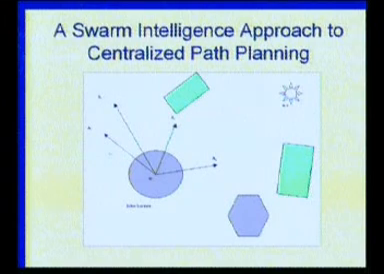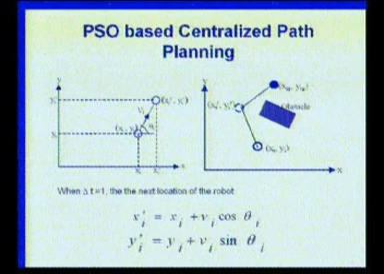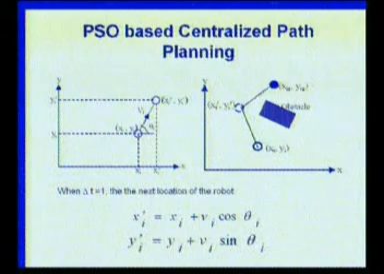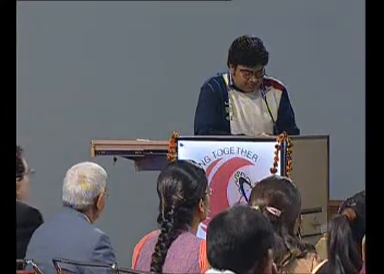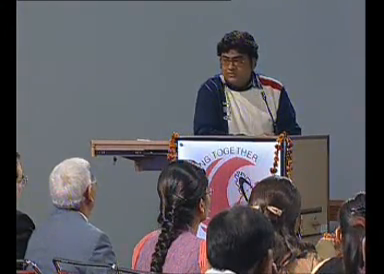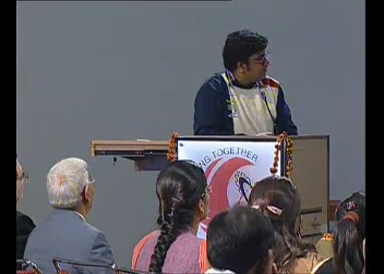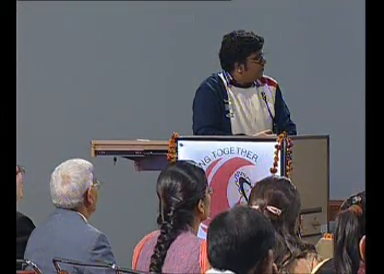The swarm intelligence approach towards centralized path planning goes like this. This is the robot location. These are the obstacles. These are the directions in which the robot can move. I again won't go into the detail of this mathematics, but each robot has a processor and a hard disk associated with it. Robot means computer plus limbs. So in that processor, a small PSO with a small population runs, following which the robot moves on.